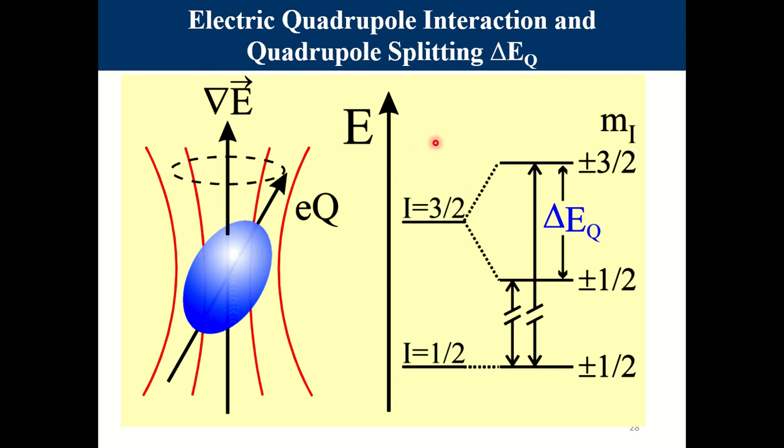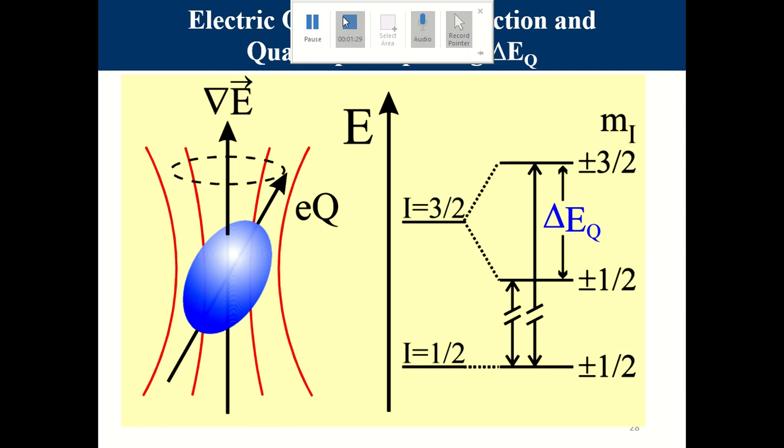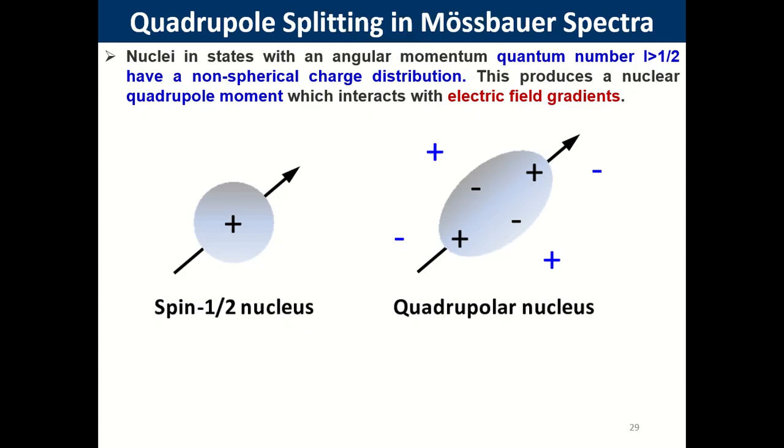So a quadrupole, as the name suggests, is a collection. A dipole means there are 2 poles; the term quad means 4. So this will basically mean that we have 4 poles in a nucleus. Such quadrupoles arise when the spin quantum number is greater than half. Then we have an asymmetric, non-spherical charge distribution within the nucleus, which gives rise to this quadrupole.